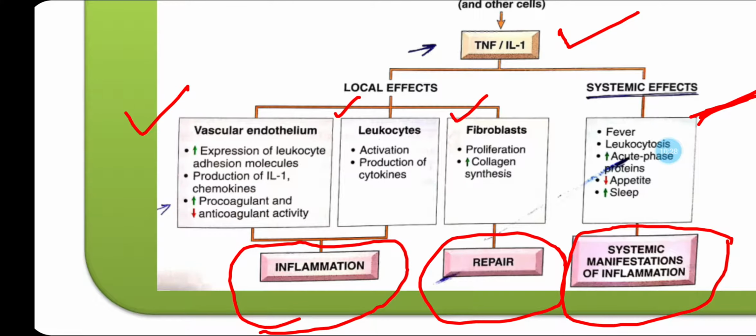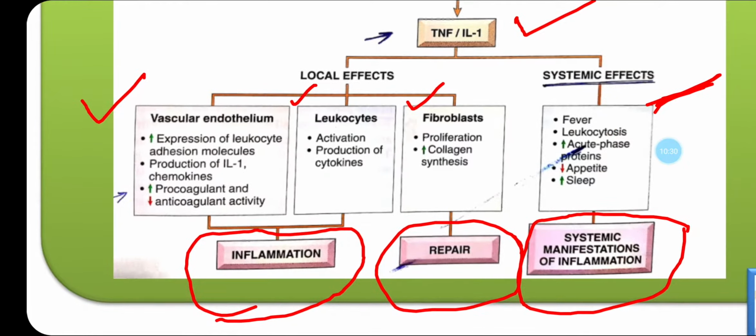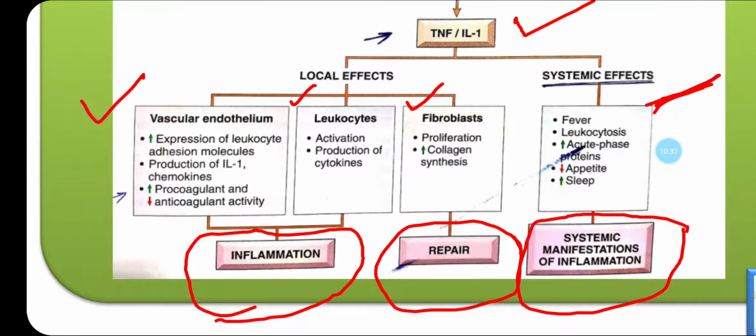Second is the leukocytes. They activate the leukocytes, and they help in the production of different types of cytokines. And the third is the activation and proliferation of the fibroblasts. So these are all the local effects, and they in turn result in inflammation as well as repair.